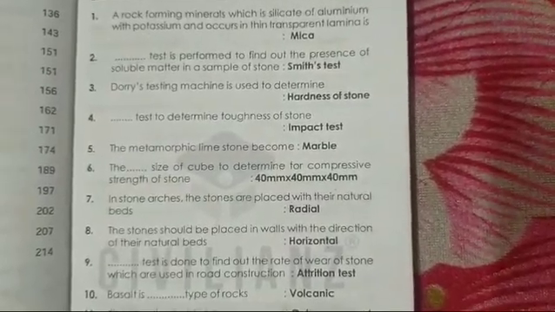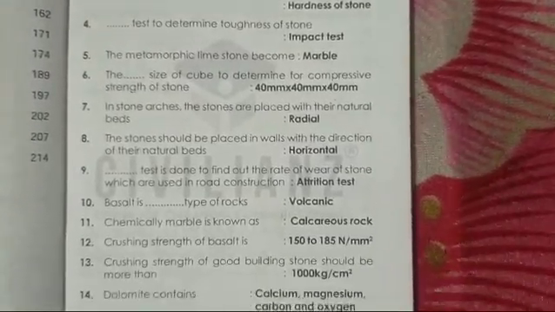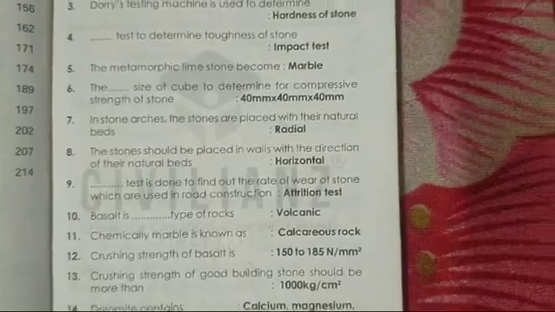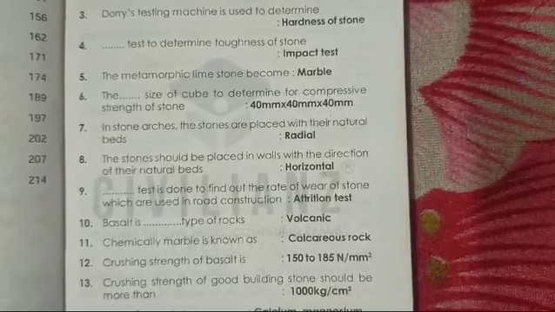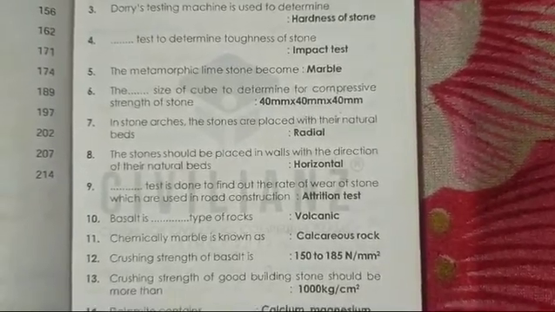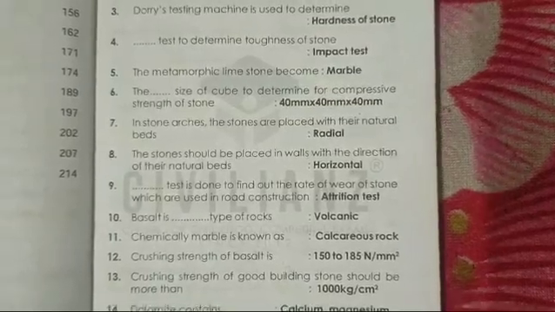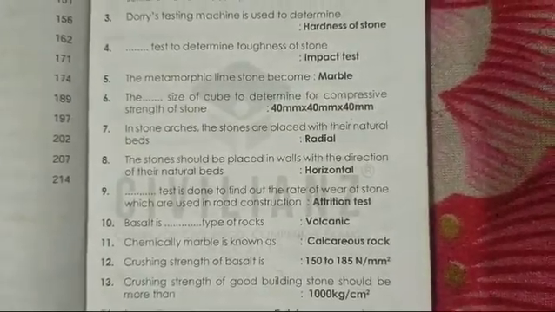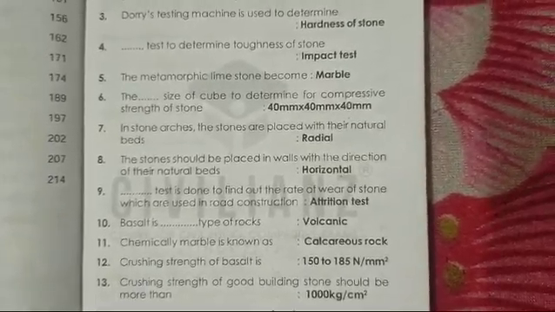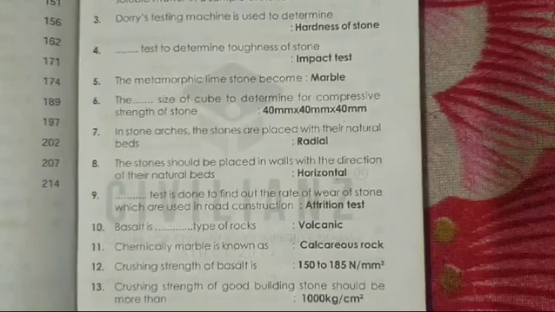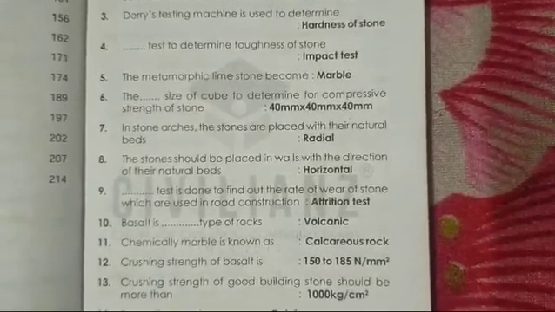Impact test is used to determine the toughness of stone. Marble, a metamorphic limestone. A 40 mm by 40 mm by 40 mm size cube is used to determine the compressive strength of stone. In stone arches, the stones are placed with their natural bed radial. The stones should be placed in walls with the direction of their natural beds horizontal.